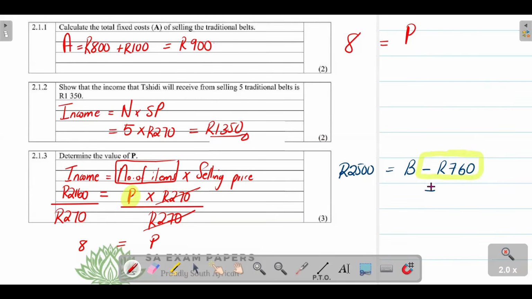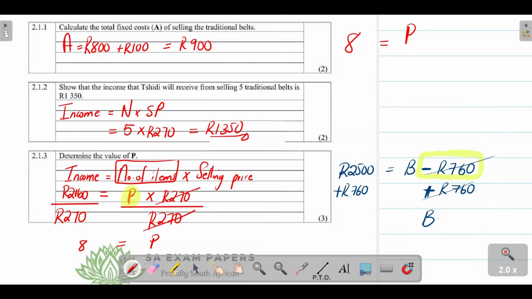I will plus 760. Do you see? What is the inverse of subtraction? Addition. When I plus 760 on the right-hand side, I will also plus 760 on the left. Then negative 760 plus 760, they cancel. You'll be left with B, because this is actually equal to 0.